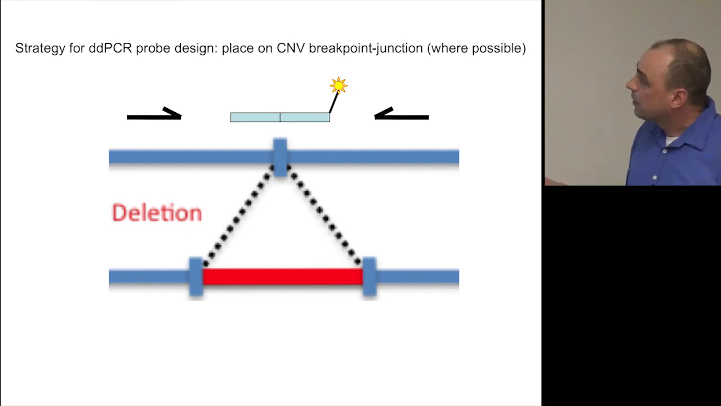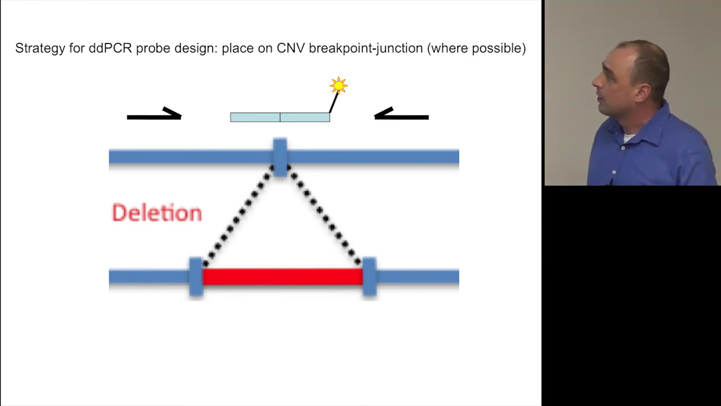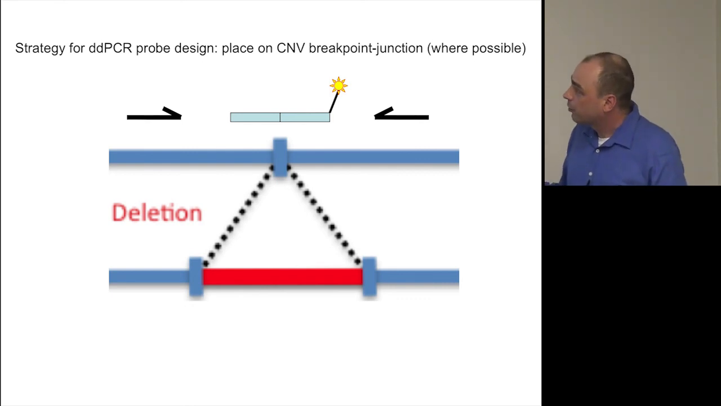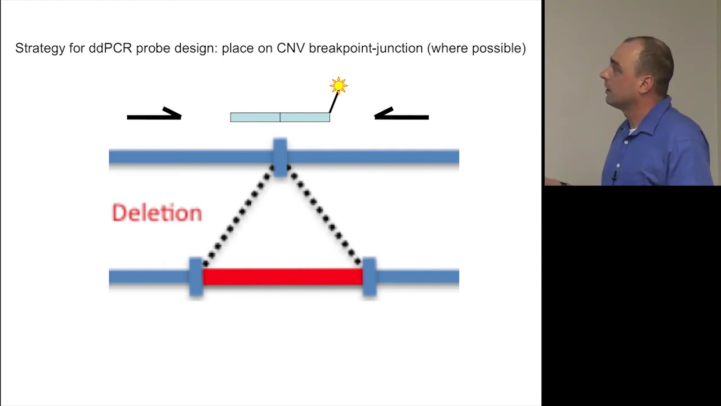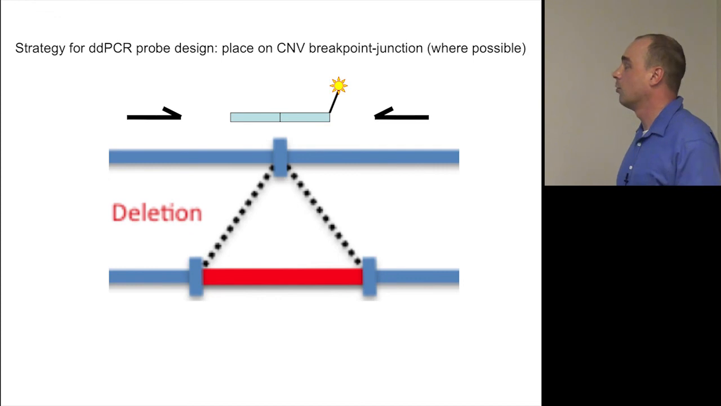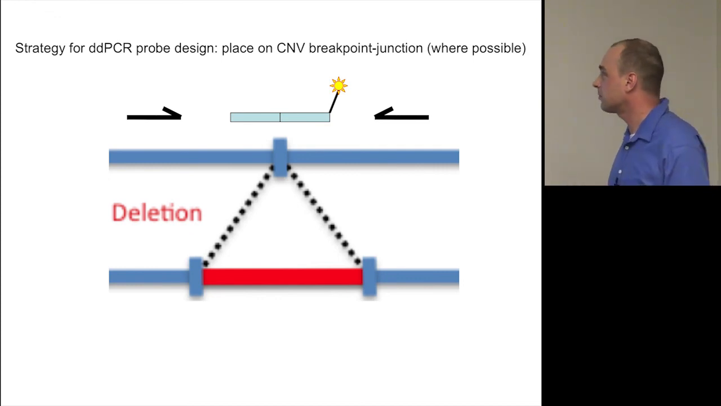What we can do here is get essentially a yes-no answer, where we put the fluorescent probe directly on the breakpoint sequence, roughly having the probe sequence on either side of the breakpoint, and this way we can get a signal. If we do this right, we will get a signal only if there was a deletion. Or this also works for duplication if you have the exact insertion sequence.